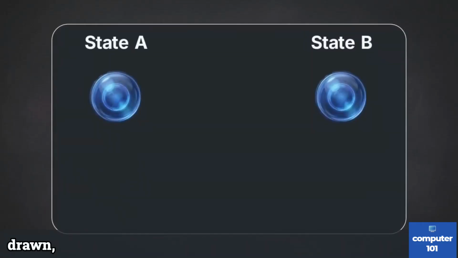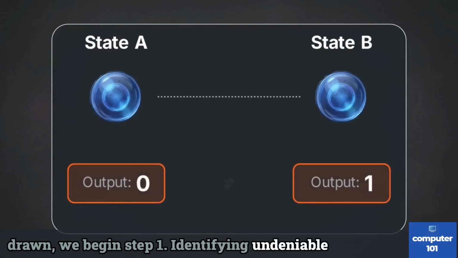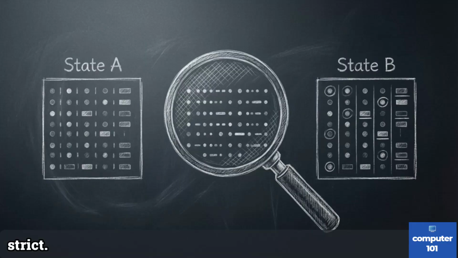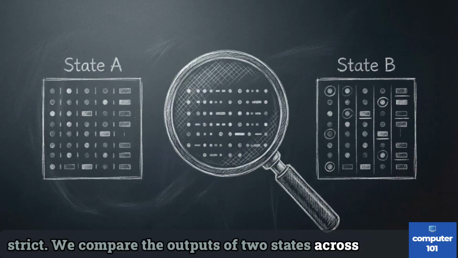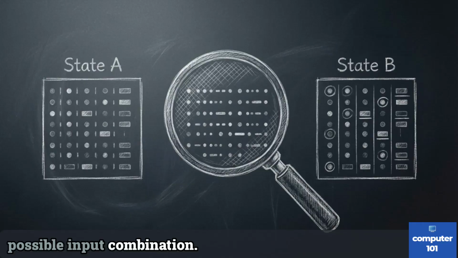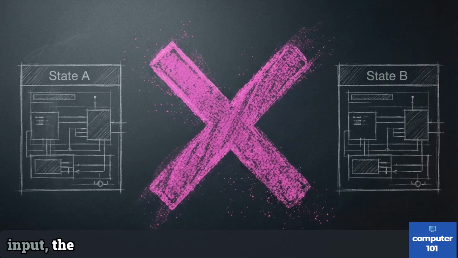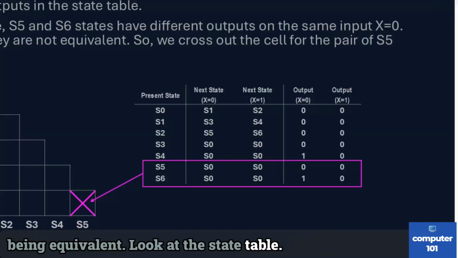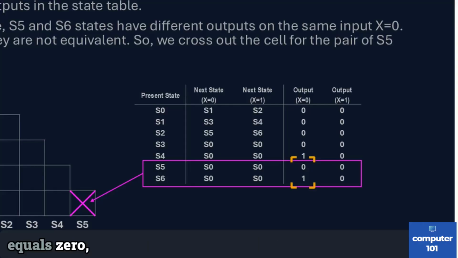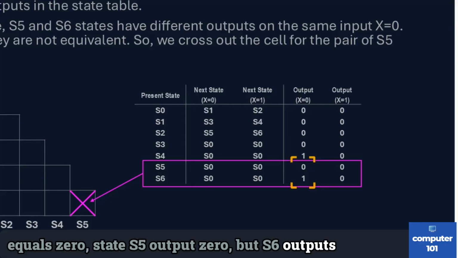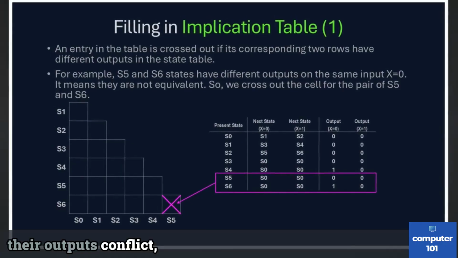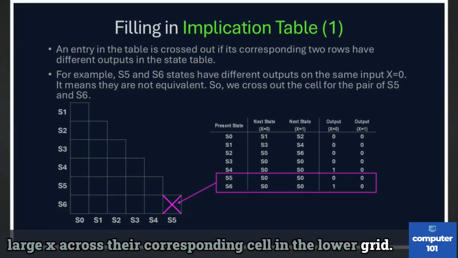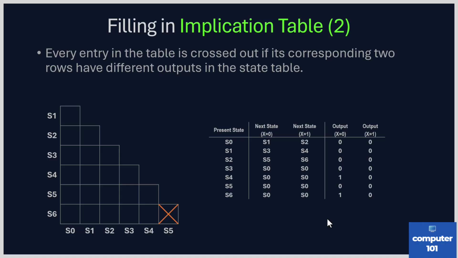With the grid drawn, we begin step 1, identifying undeniable non-equivalence based entirely on output behavior. The rule is strict. We compare the outputs of two states across every possible input combination. If outputs differ for even one input, the two states are mathematically disqualified from being equivalent. Look at the state table. When input x equals 0, state S5 outputs 0, but S6 outputs 1. Because their outputs conflict, we mark this failure by drawing a large X across their corresponding cell in the lower grid. We apply this exact check to every single pair.